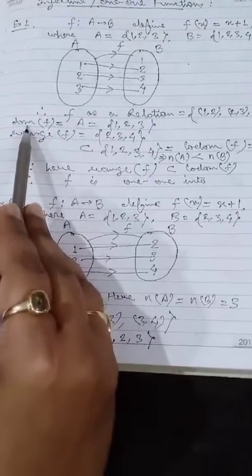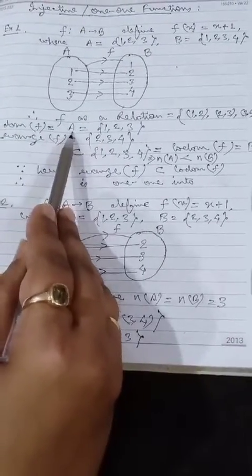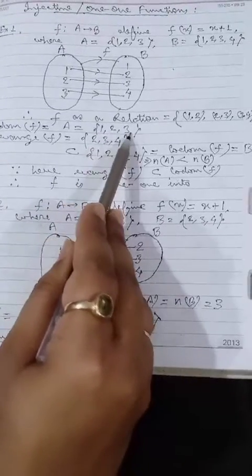Now, clearly, here the domain of the function f is equal to A, which is the set containing elements 1, 2, 3.